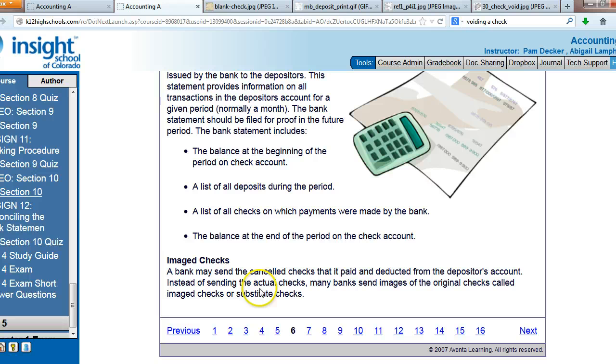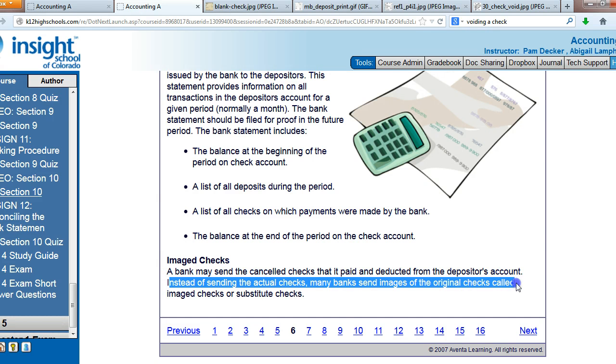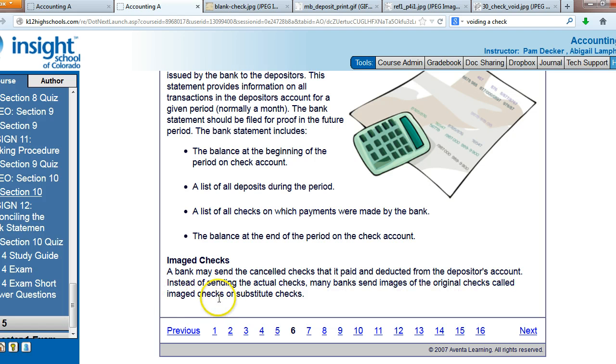cannot be cashed again. So instead of sending actual checks, many banks send images of the original checks called image checks or substitute checks. They used to send you the check back, but now they just make a duplicate of it, an image or a substitute check, and send you that image back.